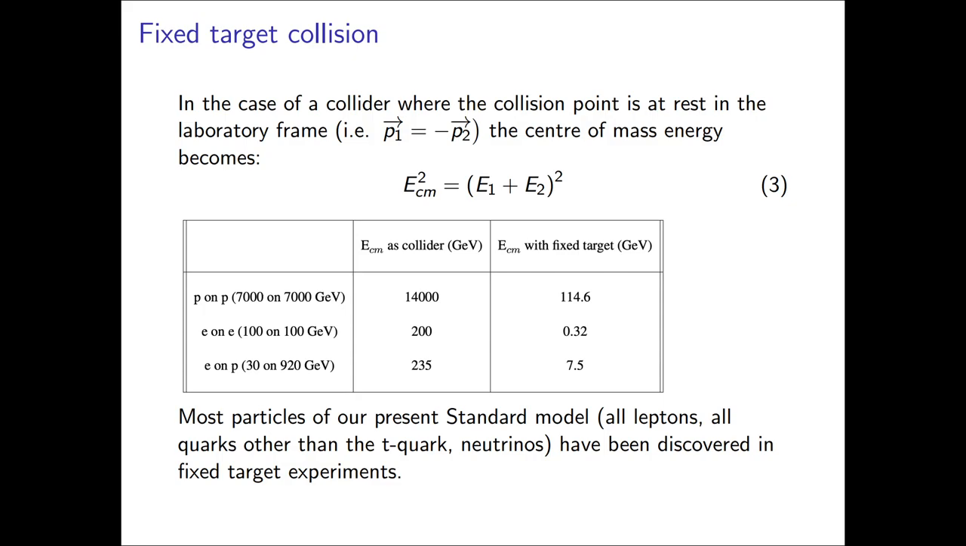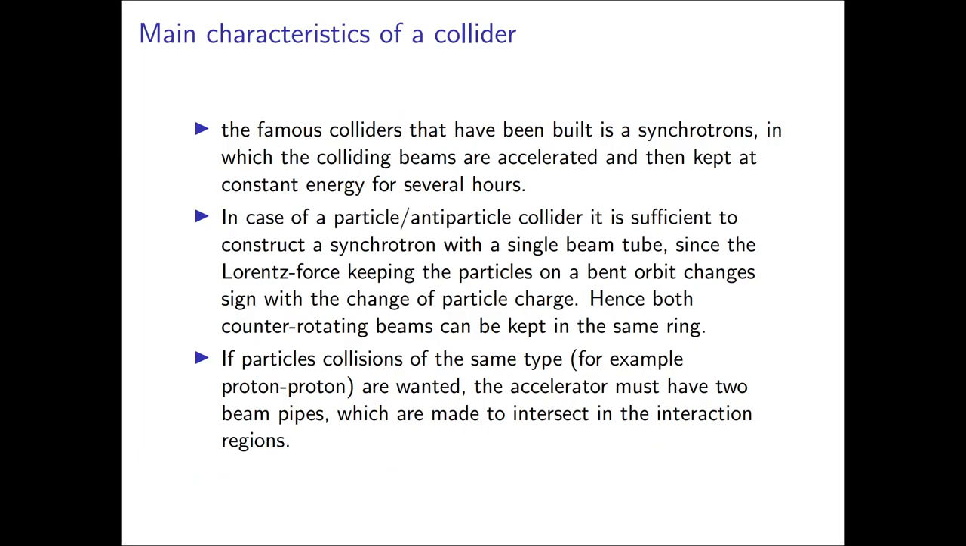We may think that the center of mass energy of a collider is very high, so it only produces good results, or it is the Superman of the collider, but it's not, because most of the particles in our present Standard Model, all leptons and all quarks other than the top quark, except neutrinos, have been discovered in fixed target experiments. So fixed target experiments have yielded us more results. Next, main characteristics of a collider.